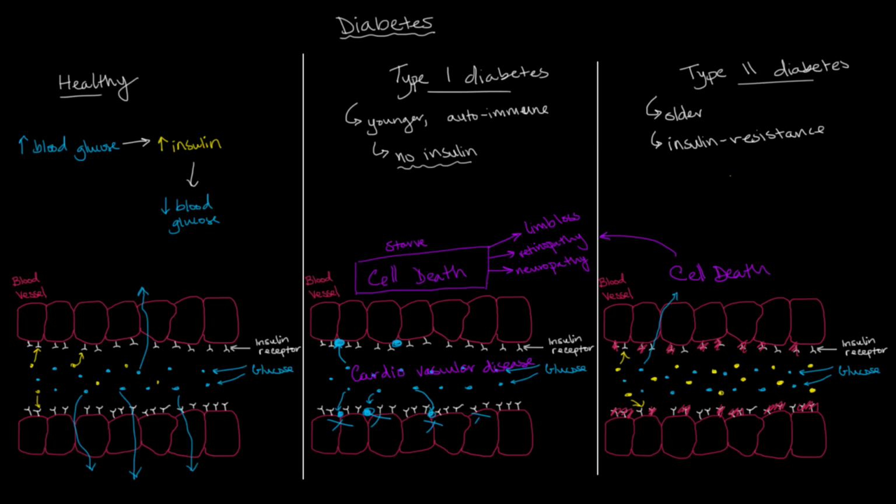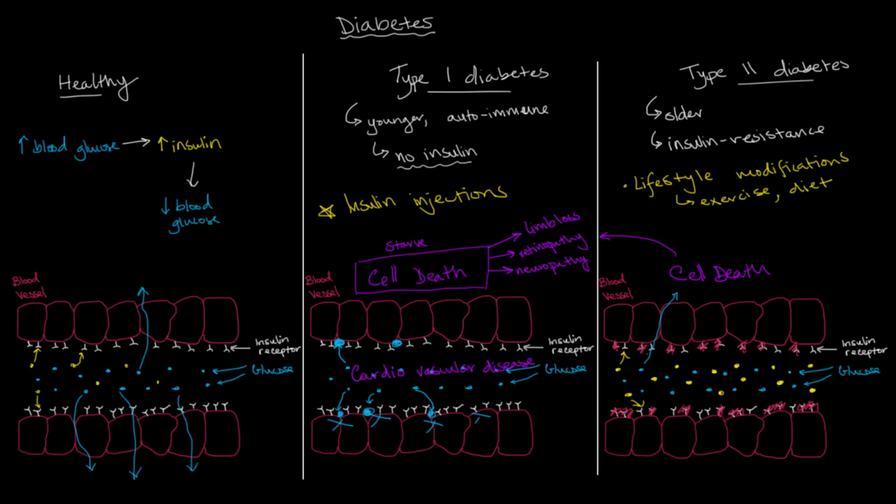So the treatment for type 1 diabetes is, of course, giving insulin. So insulin injections. So this is the treatment for type 1 diabetes. For type 2 diabetes, there's of course insulin injections as well, but lifestyle modifications can help quite a bit. So this includes exercise and diet.